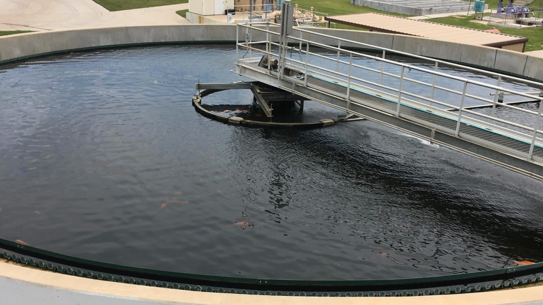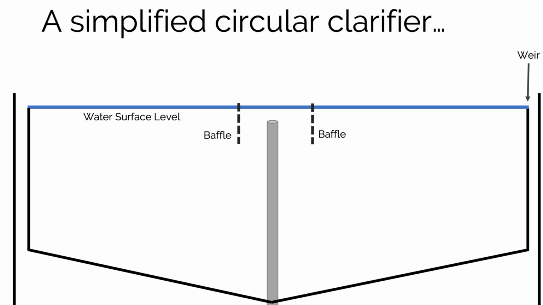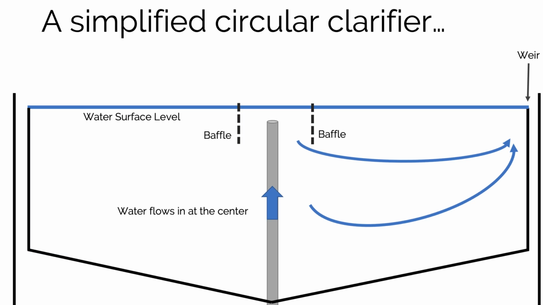But I mentioned trying to visualize what's going on in processes, and I think as you're learning your trade and learning the job, it's a good idea to ask folks what's going on in that particular tank. So let's take a circular clarifier, for example. This is a very stripped down and simplified diagram of a circular clarifier. What we've got here is a tank with a V bottom. It's round. There are baffles in the middle to slow the water down. Water's coming up through the center, and it's flowing by various paths out to the edge and over a weir.